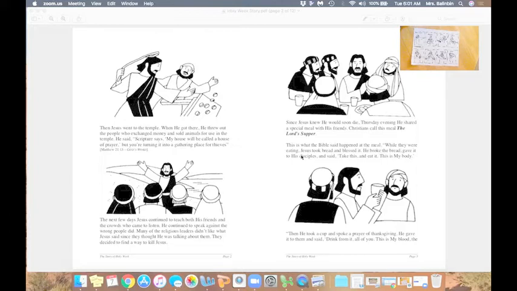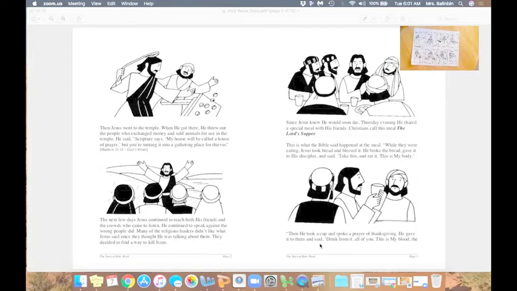While they were eating, Jesus took bread and blessed it. He broke the bread, gave it to his disciples, and said, take this and eat this. This is my body. And I bet you that sounds a little bit familiar because that's what we say every single time at Mass, right before we have the Eucharist.